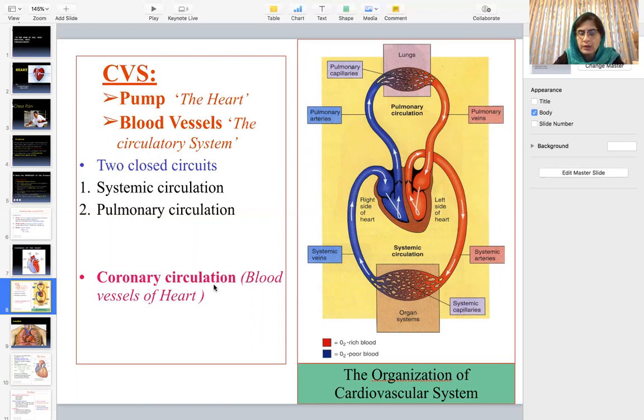Then we have the coronary circulation, which consists of the coronary arteries, the vessels originating from the aorta that supply the muscles of the heart itself. Those vessels which supply oxygenated blood to the heart muscle itself are called the coronary circulation. It is separate from the systemic and the pulmonary circulation.